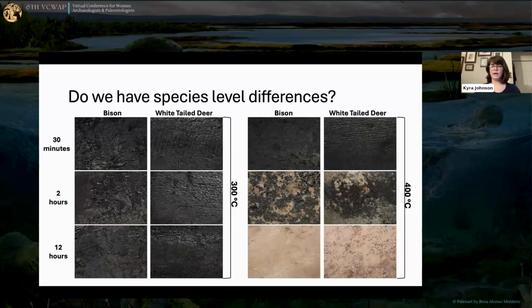So the first thing I really looked at was, do we have species level differences? In the original Nicholson 1993 article, she was able to see species level differences, or species level patterns, in those surface texture features.